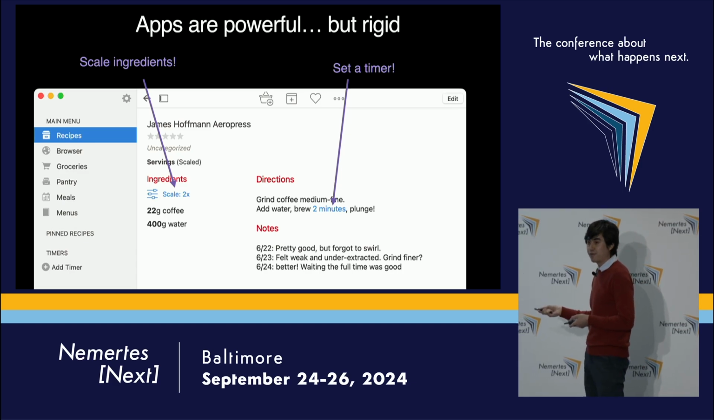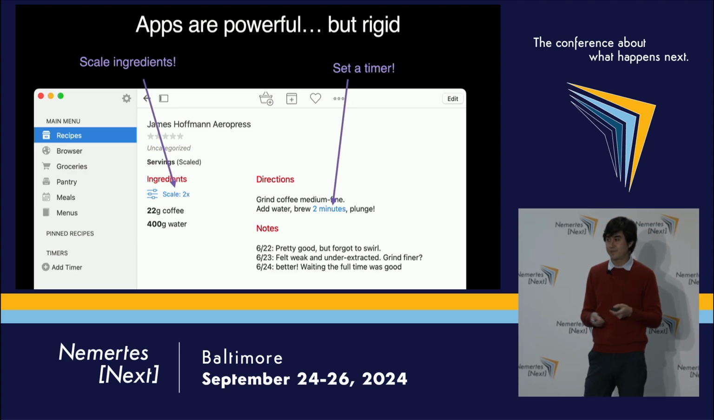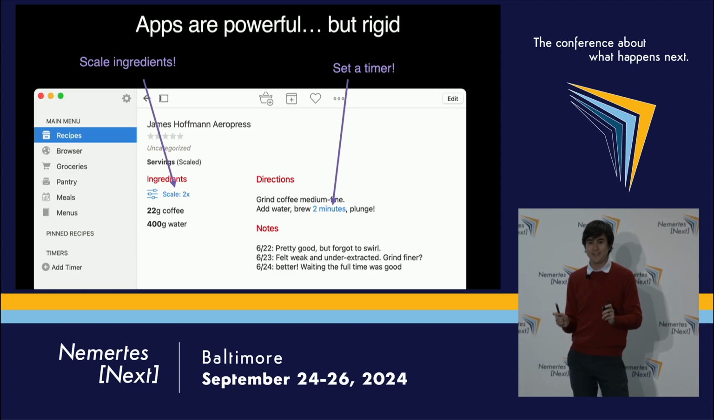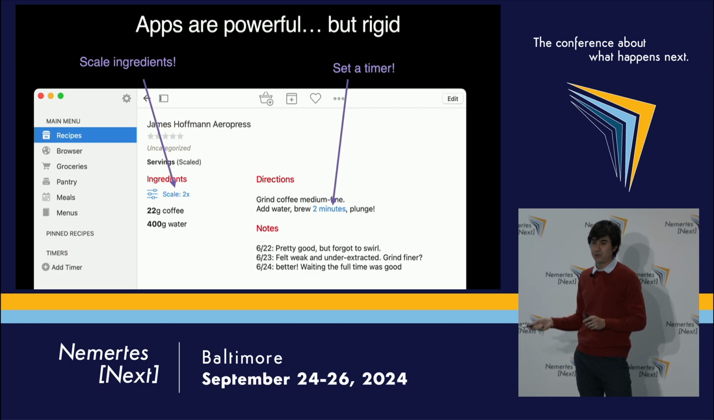It can set a timer for you to keep track of something. That's cool. But there's something annoying about recipe software, which is that it's kind of finicky. So for example, to get this ingredient thing to work, you've got to put the ingredients in exactly the right format into that ingredients list, right?